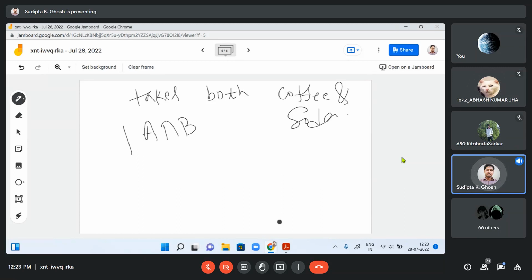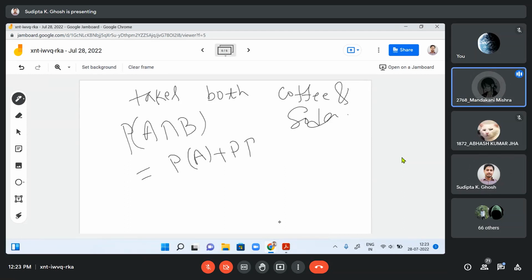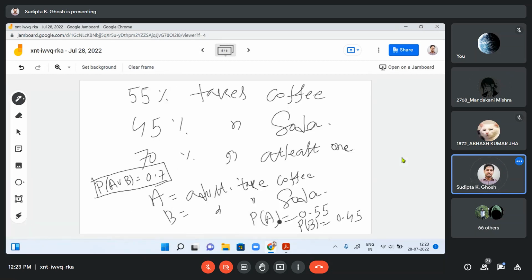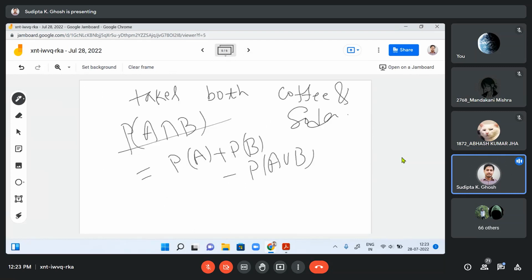So that probability I have to find. That probability means what? P(A) plus P(B) minus P(A union B). Can I calculate the number? Yes, sir, because I have the data here. This value, this value, this value I have. By using it, I can easily calculate the probability of A intersection B, which is P(A) plus P(B) minus P(A union B).